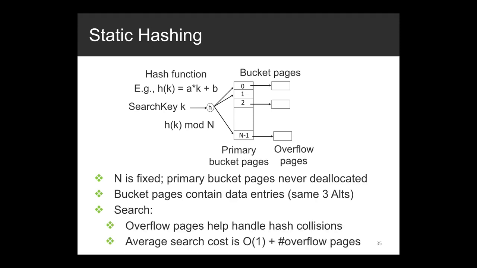Now again, the search algorithm is pretty trivial. You basically apply the hash function, go to the correct bucket, and then do a full scan of the bucket page or the overflow pages if needed. Therefore, the average search cost is O(1 plus the number of overflow pages per bucket). Okay? If n is large enough, usually it will just be O(1). There's not many overflow pages.